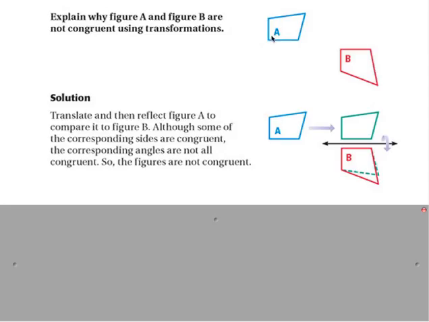So in order for this to be congruent, the shape that we started with has to be the same down here. As it says down here, the figures are not congruent. That's because even though some of the corresponding sides are congruent, the corresponding angles are not all congruent. So again, this angle is much different than this angle that we have right here.